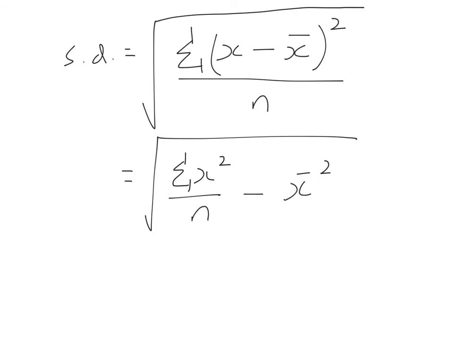Finally, the symbol that's used for standard deviation is the lowercase Greek letter sigma, and there's another measure that we can use, which is the variance, and that is simply the standard deviation squared. In other words, it's these formulas without the square root sign. We'll be looking at variance and standard deviation later on in the course.